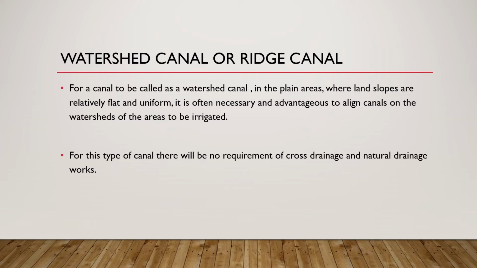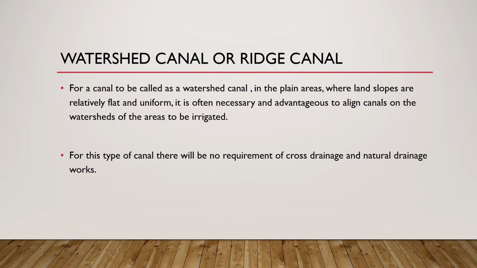If you want to do this, you have to align it. You have to align that particular place accordingly, and the watershed should be aligned in such a way that it is possible to irrigate the nearby areas.